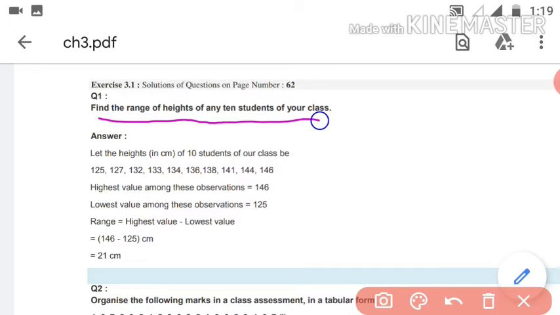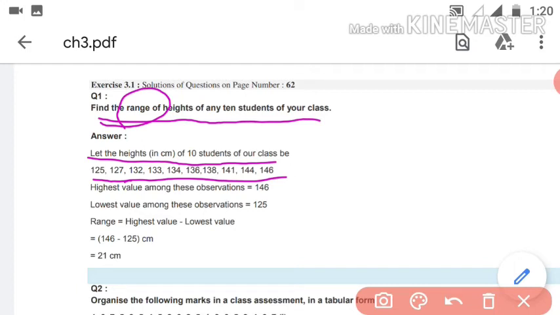Let the height in centimeter of 10 students of our class be, I'm just assuming all these values: the first value is 125, second 127, third 132, 133, 134, 136, 138, 141, 144 and 146. These are the heights of 10 students. Now what we have to find? We have to find the range.